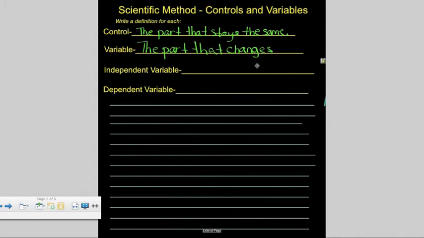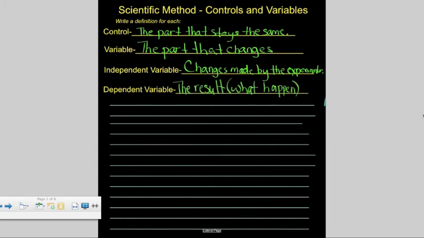You have an independent variable and a dependent variable for variables. They both are things that change, but the independent variable is what changes by the experimenter. It's what the experimenter is doing. Who's the experimenter? Whoever is doing the experiment or the procedures. The dependent variable is another thing that changes, but this is the result. What happened? What were you looking for? So what was the end result?